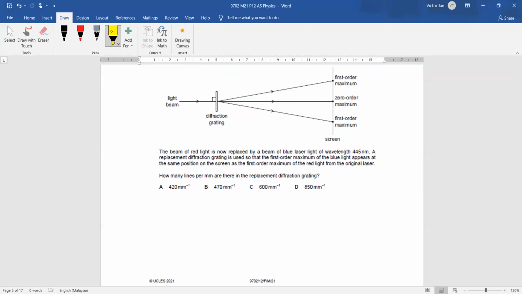does the new diffraction grating have? So for first order, d sine theta equals n lambda, n is 1. So sine theta equals lambda over d. d is the width. Width is equal to 1 over number of lines. So this will be n lambda.